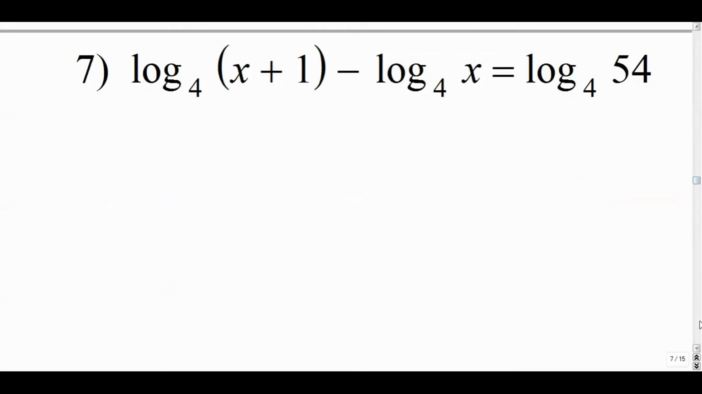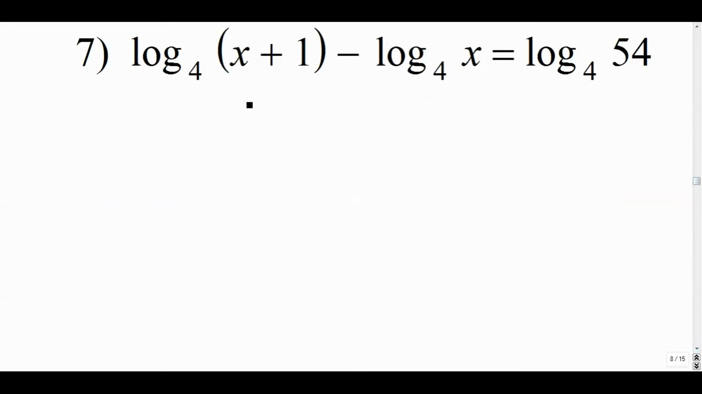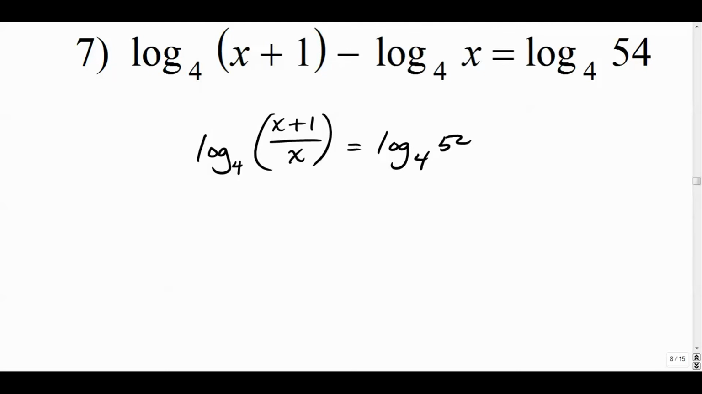Number 7. Again, all the same bases, which is good. So I'm going to keep that base. I'm subtracting. So log base 4, x plus 1 is my numerator, x is my denominator, equals log base 4 of 54. Same base on both sides, so use my one-to-one property. x plus 1 over x equals 54.